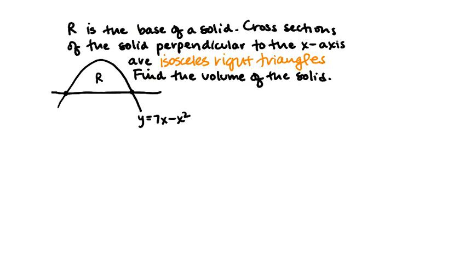The last one I've got with this particular region is cross sections perpendicular to the x-axis that are isosceles right triangles. Usually this will come with some sort of disclaimer so that you don't get confused, but they always mean the same thing: isosceles right triangles where one of the legs is sitting as the part of the base that's perpendicular to the x-axis. Let me draw a couple of pictures here.